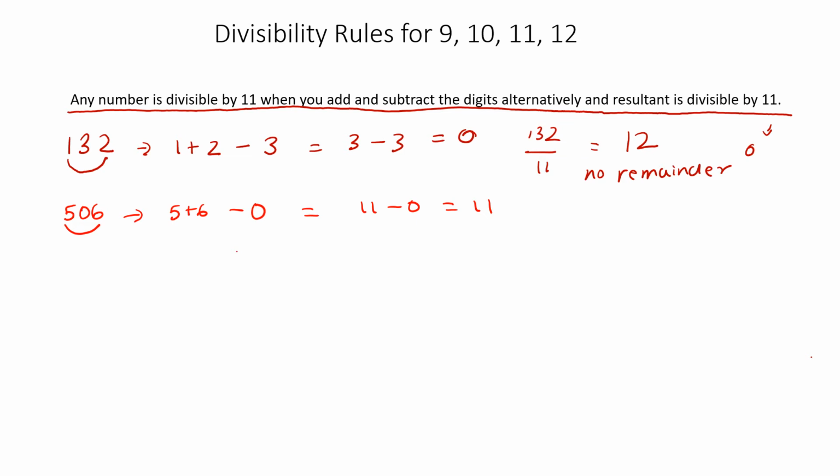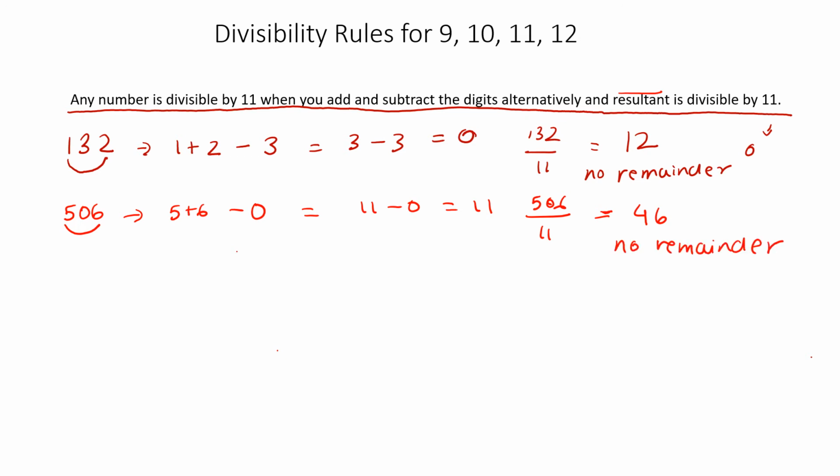According to the rule, if the resultant is divisible by 11, then this number, or any number, is divisible by 11. And 11 is obviously divisible by itself because it leaves no remainder. But we need to double check whether 506 is divisible by 11 or not. Okay, so 506 divided by 11 is 4, leaving 6 to go to the top with 66, so 46. And that shows us that there is no remainder.